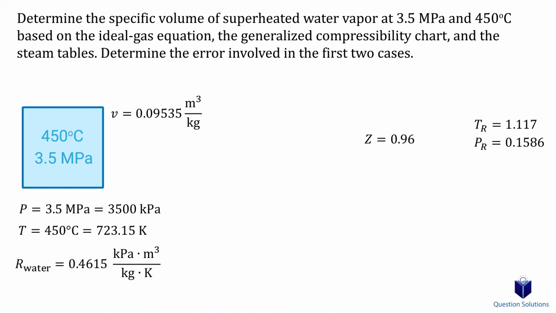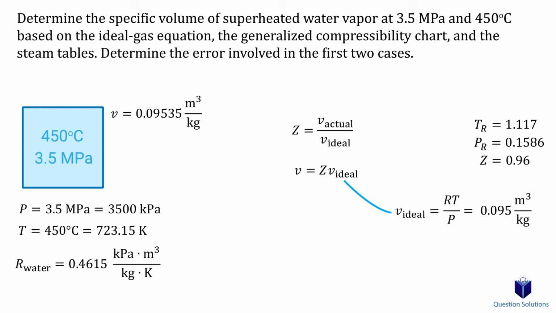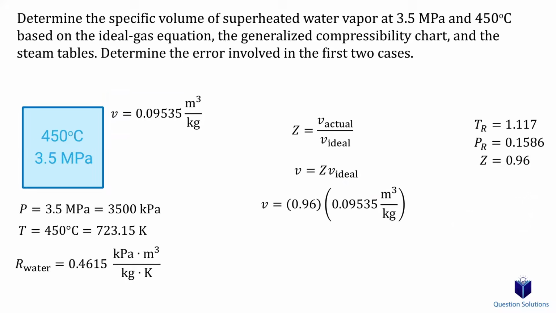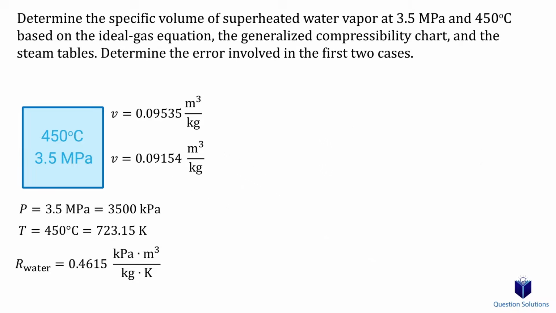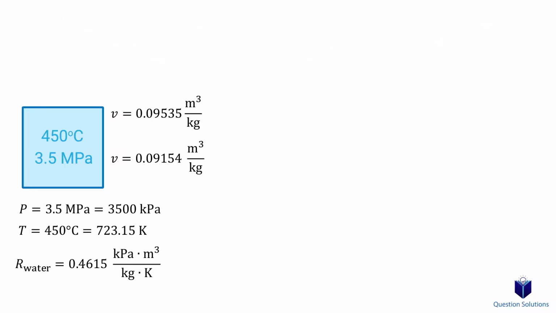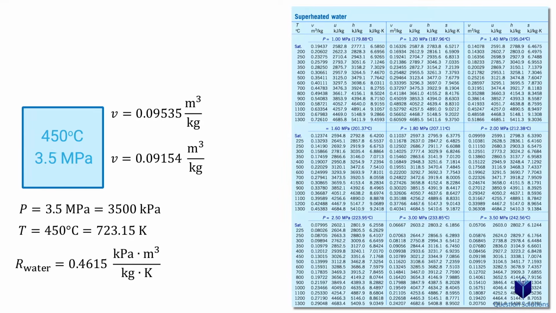Now we can move on to this equation. Let's isolate for the specific volume. Remember that the ideal specific volume can be found using this equation, which is what we found in the first step. So let's plug in our values and solve. The last part asks us to find the specific volume using the steam tables. So let's take a look at the superheated vapor table.